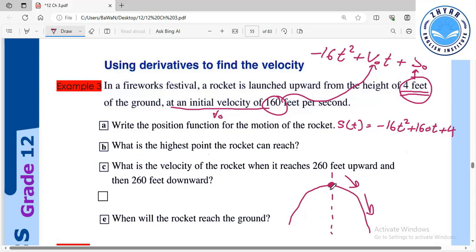Okay, we can find this by finding the derivative and then equals 0. We want to find when the speed becomes 0. Derivative of this is negative 32 t plus 160. And if we set this to be equal to 0, it's very easy to solve. Divide both sides by 32.